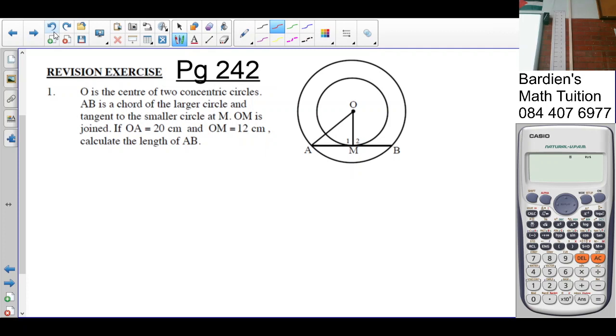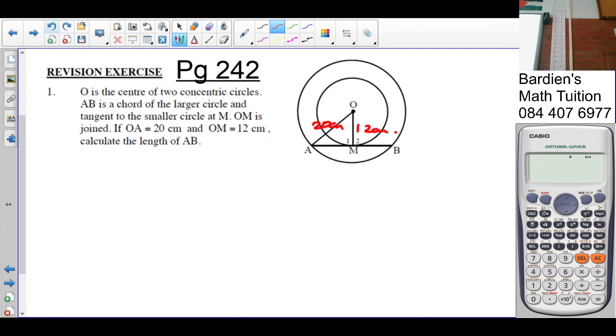Then we are told that OA is 20 centimeters and OM is 12 centimeters. Calculate the length of AB. Could I calculate the length of AB straight? No. What can be calculated at this point? AM, using Pythagoras. What do we need for Pythagoras? We need a 90 degree angle. Is the 90 degrees on the diagram? No.